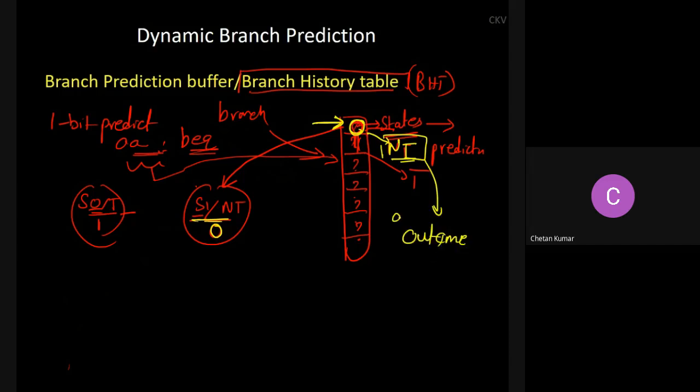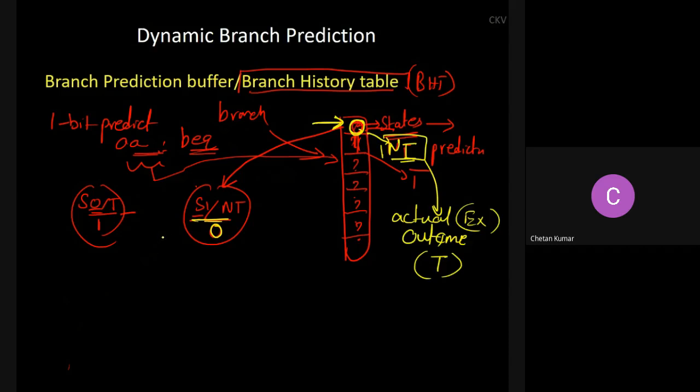It will predict that the branch will not be taken, but the outcome came out different. The actual outcome, which you will be able to know at the end of the EX stage, is something different. Let's say in that case the branch was supposed to be taken. Now what will happen to this value? That depends on the state diagram.